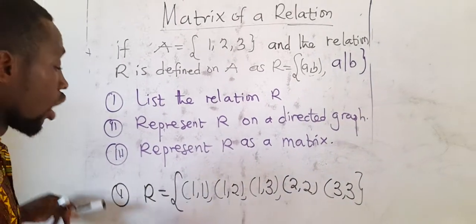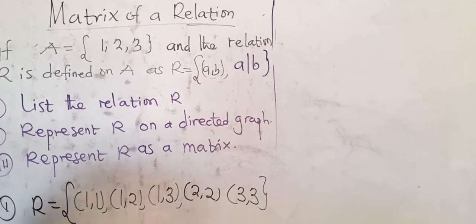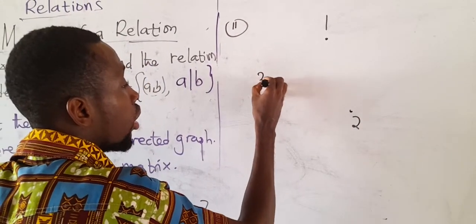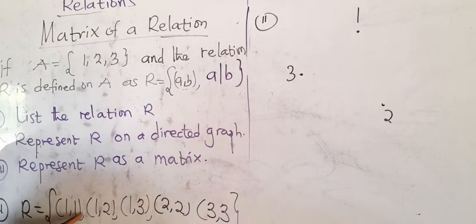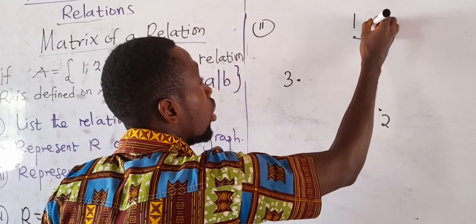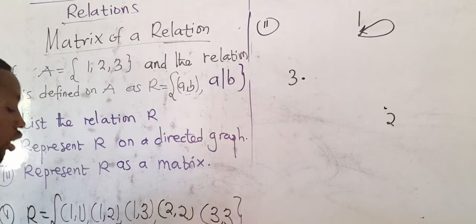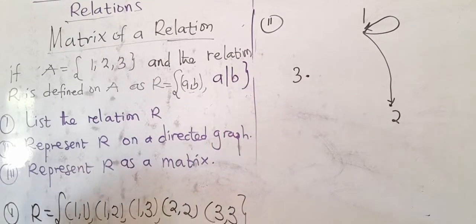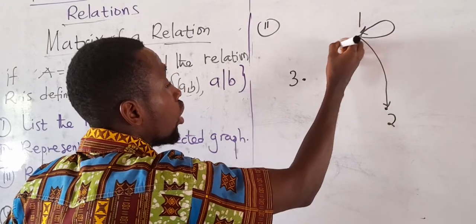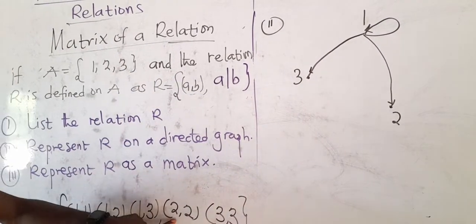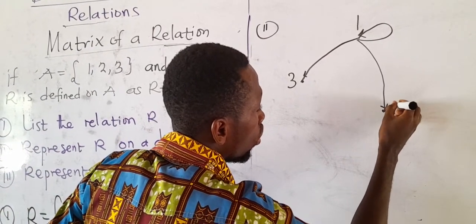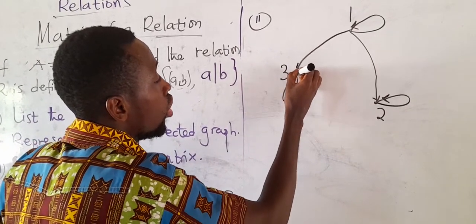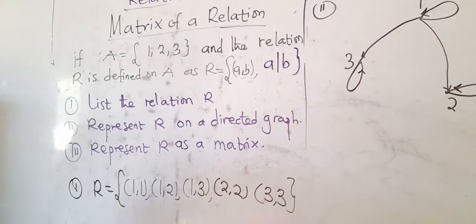Now the next thing is that we represent this R on a directed graph. So what we do, you list the elements: 1, 2, 3. Now check. One relates to one. What is that? Self loop. One relates to two. So an arrow from 1 to 2. One relates to three. So an arrow from 1 to 3. Then two relates to itself. What is that? Self loop. The next one, three relates to itself. What is that? Self loop. Then this becomes the directed graph of this relation. I hope you get that.